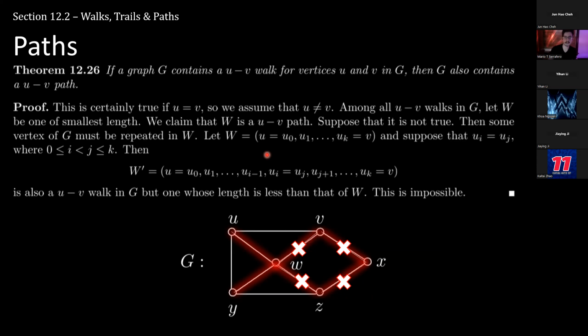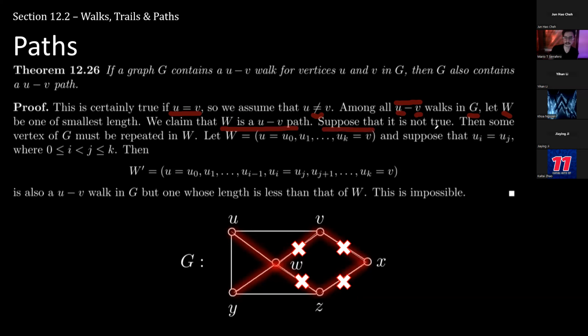And we can have a little bit of a rigorous proof that builds on that. It goes like this. This is certainly true if U equals V, meaning that we don't move. So we assume that U is not equal to V. That way we have something that actually is interesting. Among all of the walks in G that start at U and end at V, let's grab the smallest one. There's got to be a smallest one. That's guaranteed to be the case. Then we claim that this one is a path.